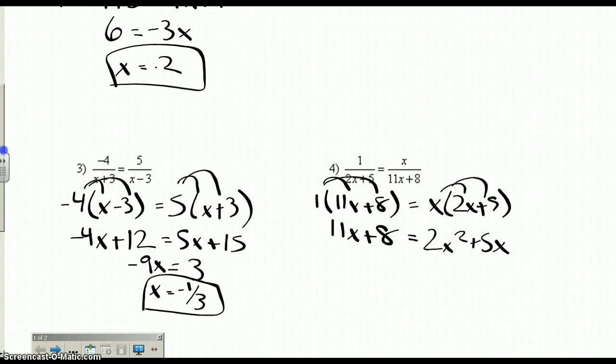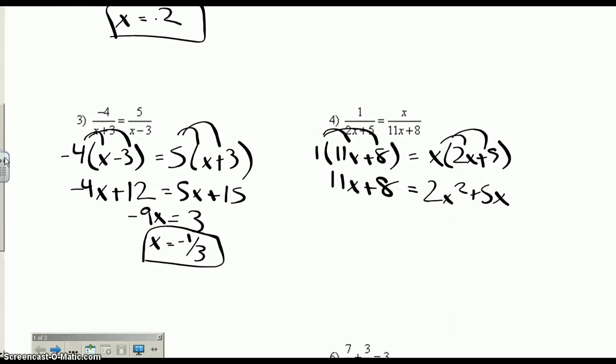Okay, now I'm going to bring everything to the same side, and you'll see why. Notice that a quadratic is forming since we have an x squared over here. So I'm going to subtract 11x, subtract 8, so I have 0 equals 2x squared minus 6x minus 8. Okay, now what we need to do is we still need to solve for x.